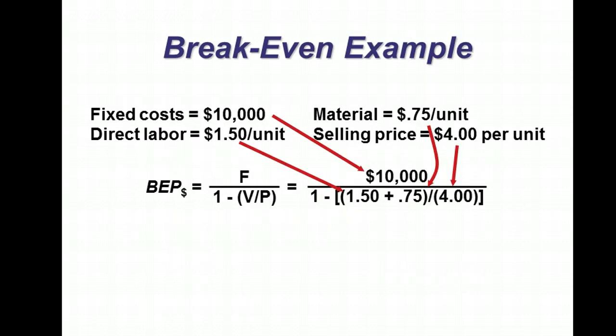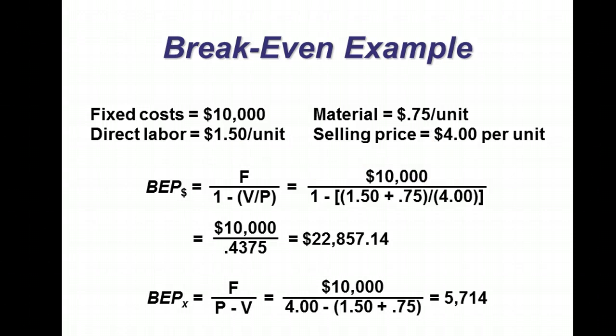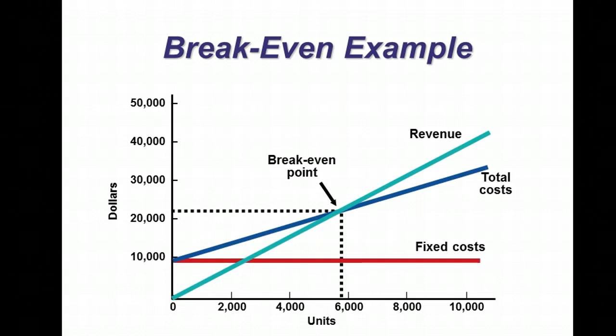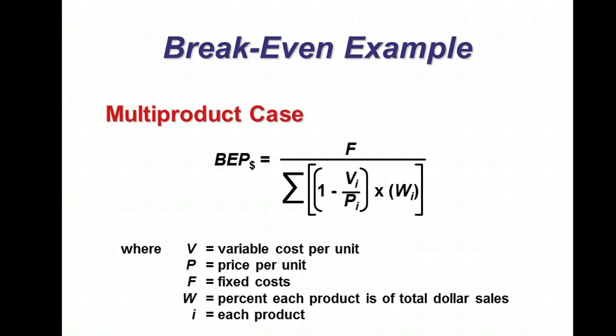And there you go. So they're saying $10,000 fixed cost, $1.50 is the labor input, $0.75 is the material, $4. And anyway, it tells you a break-even point of 5,700 units. So again, that's the minimum point. You're at least not losing money, but you're not making a dime yet. So that's why you don't want to linger at that break-even point. You want to go well to the right of it. Now, again, if you have a bunch of products, same equation, but just a summation on there for the multiple products.